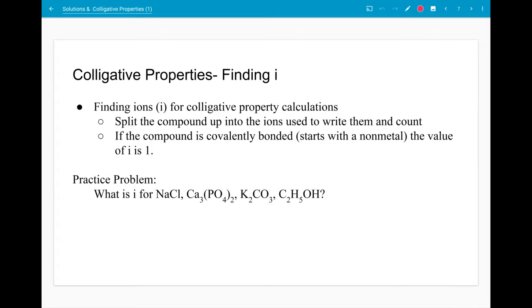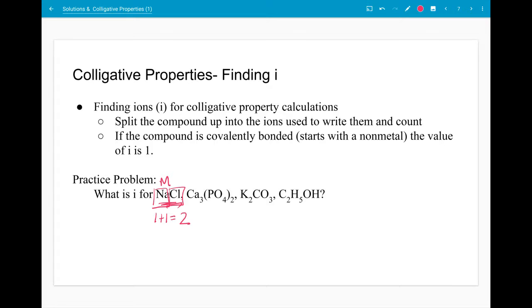Now, if it is covalently bonded, I is going to be 1. So the way I like to do these is I look at my compound and I first go, does it start with a metal or a non-metal? If it starts with a metal, then I'm going to have to figure out how many of each ion we have. So I have 1 sodium and 1 chlorine. 1 plus 1 is 2.